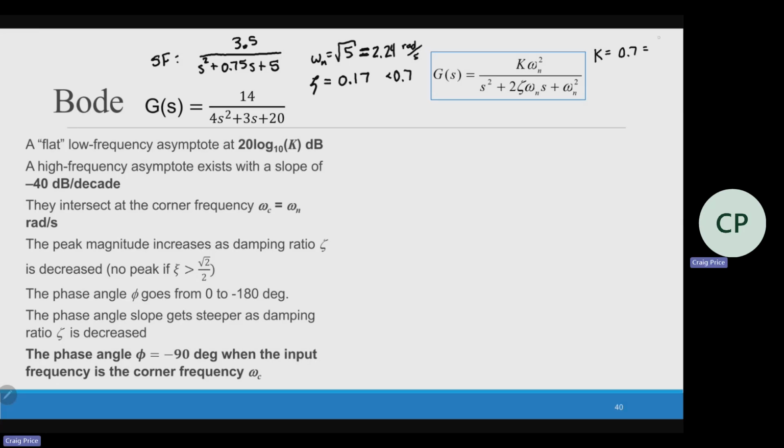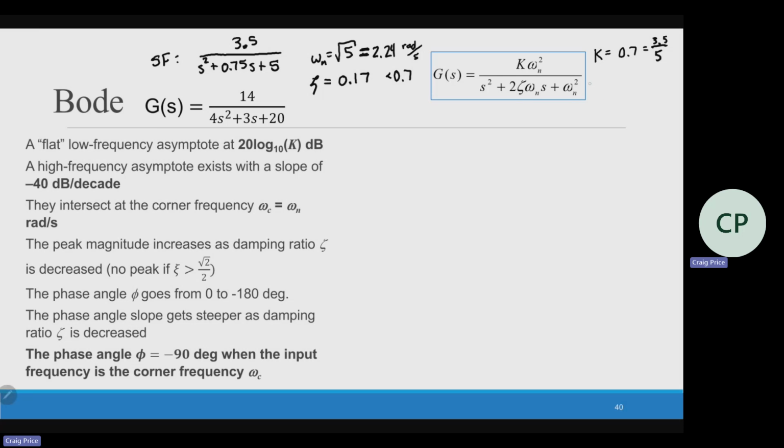Now, this is DC gain, by the way. I can look at that equation there, but if I set all the s equal to 0, this is just 3.5 over 5. So instead of multiplying it by 5, divide by 5. Yeah, so that is our case.